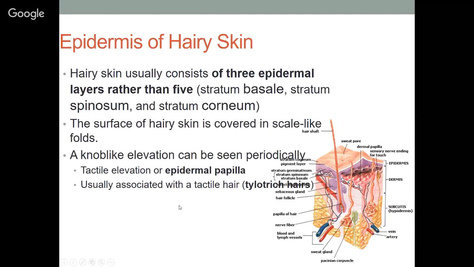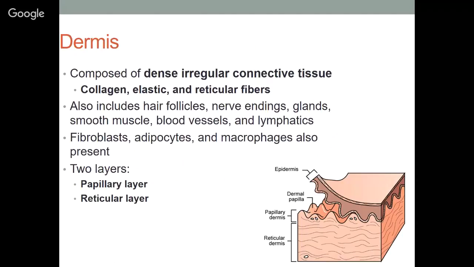So we finish with the epidermis. We have five layers, several different cells. Remember to go through those again in your head and repeat them over and over. That will help you to remember that. We're going to build on that now. We're going to go to the dermis. The dermis is composed of dense, irregular connective tissue.